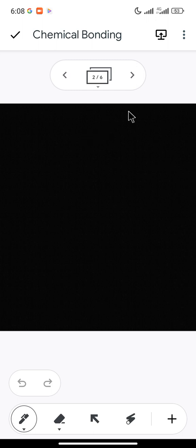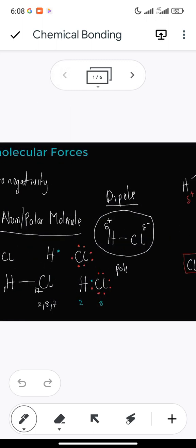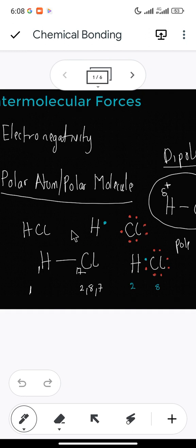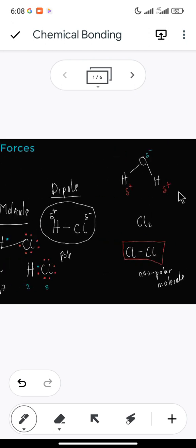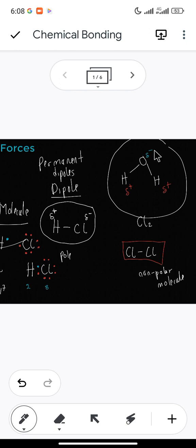All right, so the above examples, the one of hydrogen chloride as well as water, are examples of permanent dipoles. They are permanent dipoles. Any molecule of water you have will always exhibit this dipole moment. It will always exhibit this polarity.